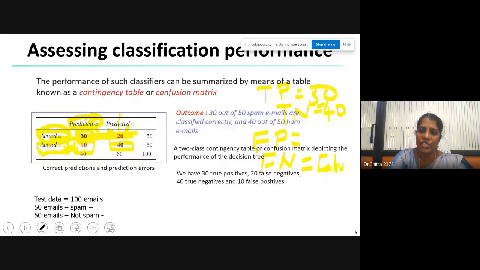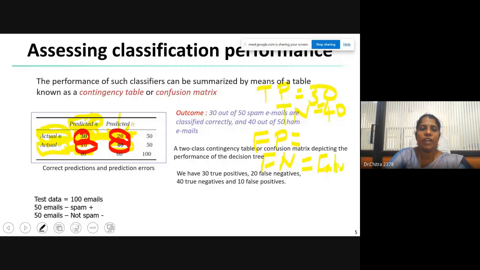False positive means the value is actually negative, but the classifier predicted it as positive. In the same manner, false negative means the value is actually positive, but the classifier classified it as negative. So in this example, 30 is the true positive, 40 is the true negative, 10 is the false positive because it is actually negative but predicted as positive, and 20 is the false negative.